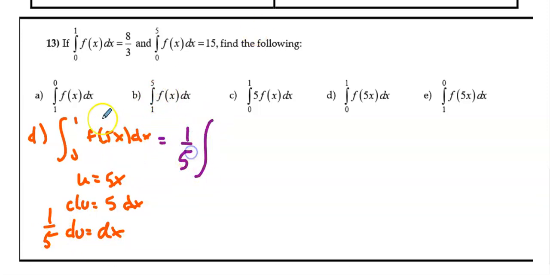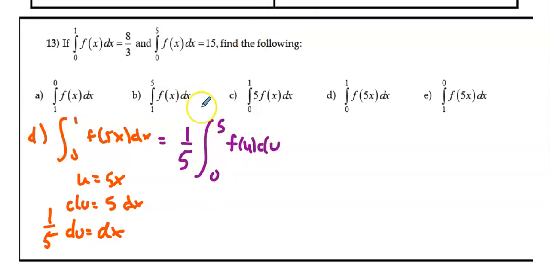And remember, we have to change our bounds. We have to change our bounds. And actually, I will talk about in a second what happens if you don't change your bounds, because you technically don't have to, but it's so much easier to do it this way. But moving forward here, we plug in 0 for x, we're still going to get 0 for u. We plug in 1 for x, we're going to get 5. And then we're left with f of u du, right? So this is what it is.